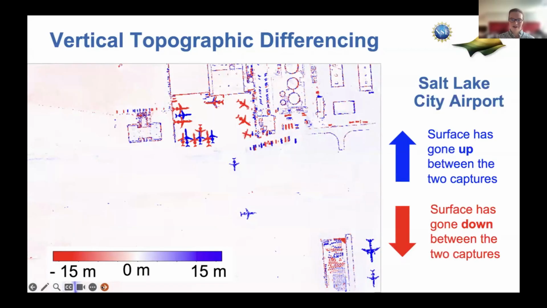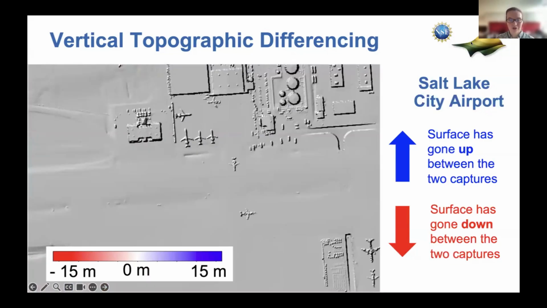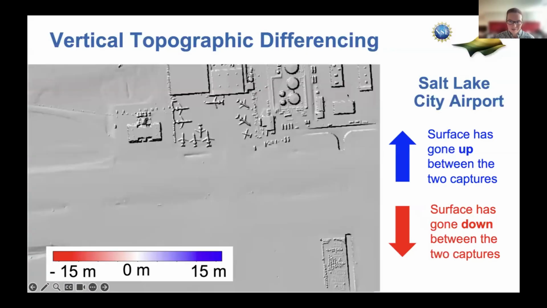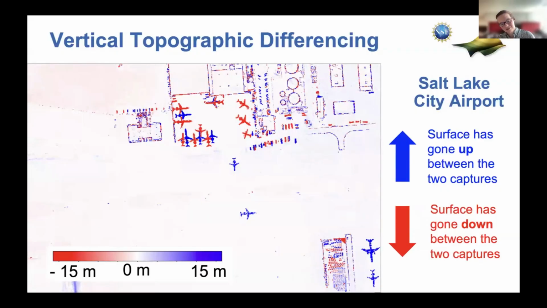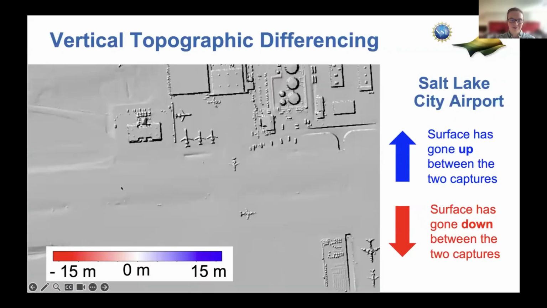And here is another example. This is looking at the airport in Salt Lake City. We see those two grayscale maps, and they show the airplanes have moved. Then we can use the topographic differencing, which shows airplanes in different locations between the two acquisition dates. In fact, the blue airplanes are airplanes that were there during the second acquisition, and they reflect the sort of artificial upward movement of the ground surface due to the presence of the aircraft.